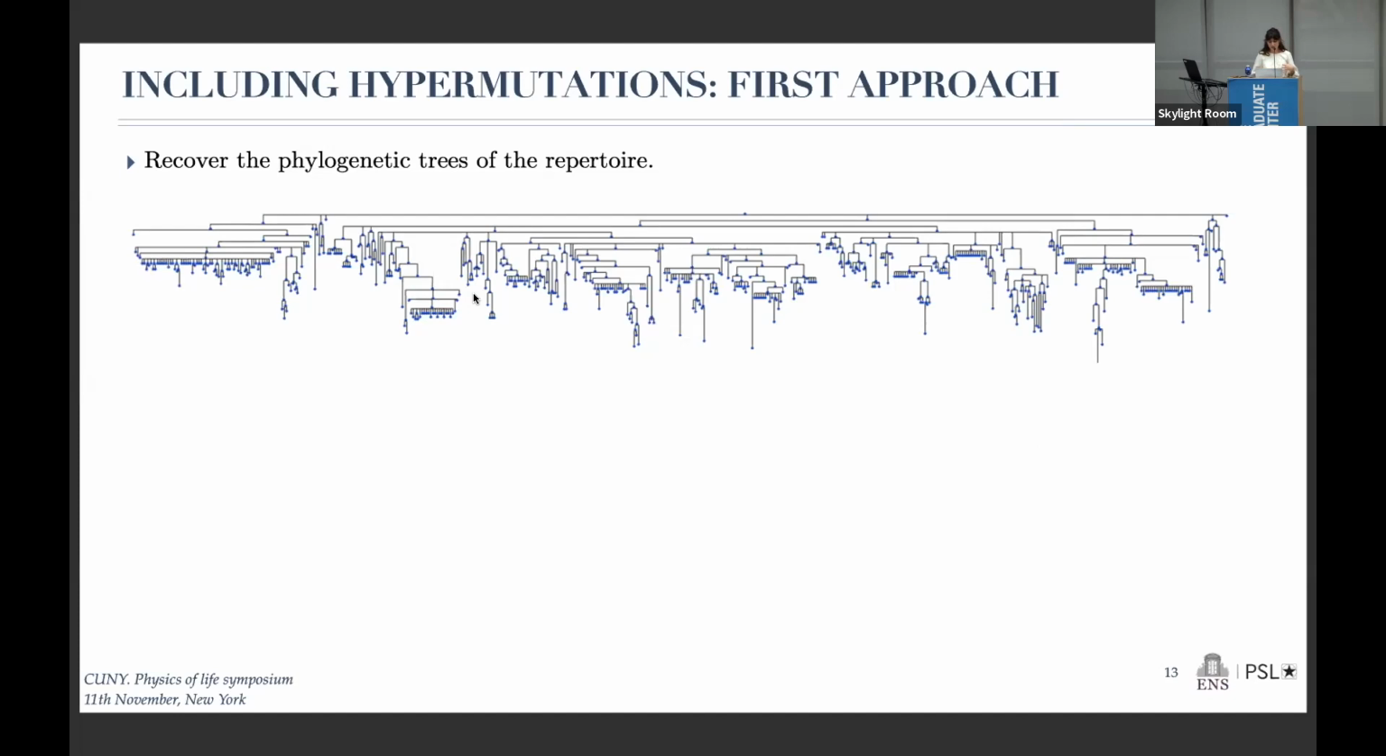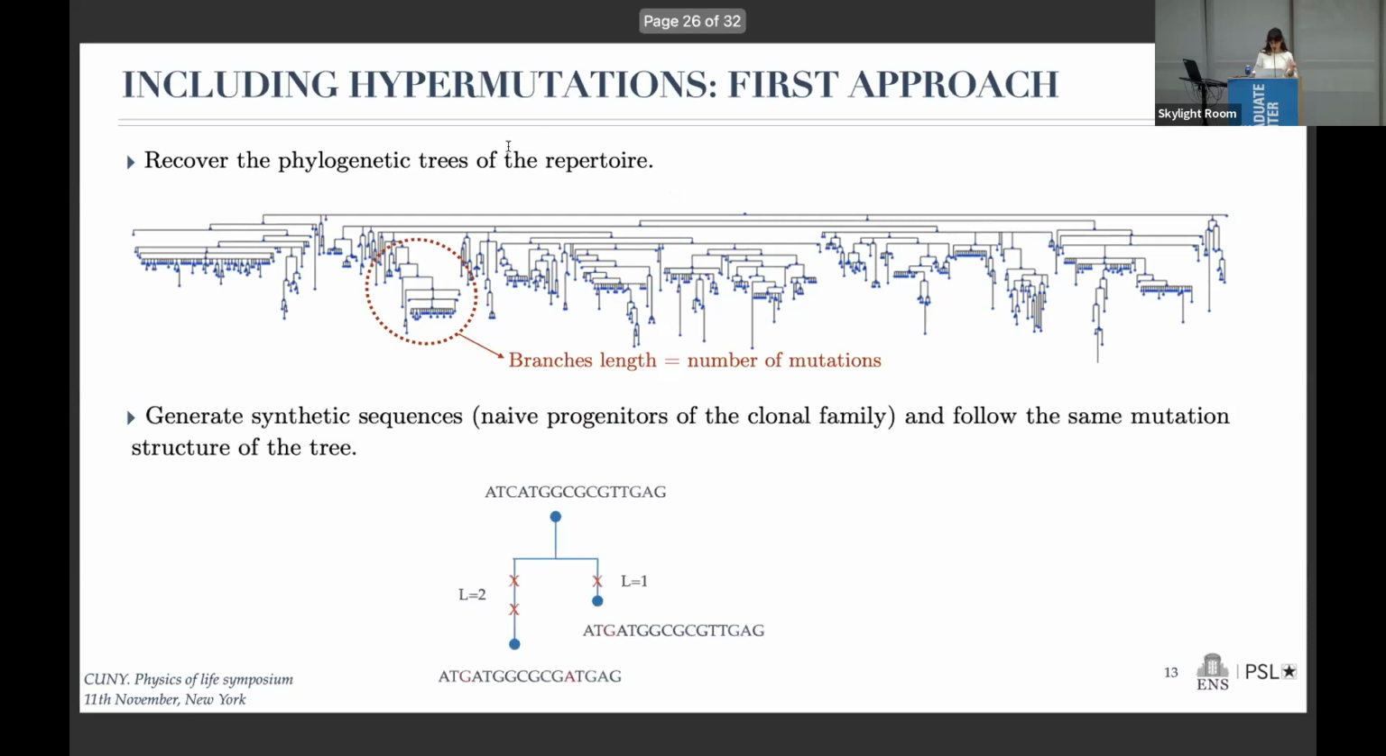To do so, I take phylogenetic trees from clonal families of real data, and I reconstruct all of them. These phylogenetic trees have a branch length that is equal to the number of mutations that are happening. And then what I'm doing is to synthetically, with this p-post distribution, generate the ancestors and then induce mutations following this same structure that I can see in the phylogenetic trees.